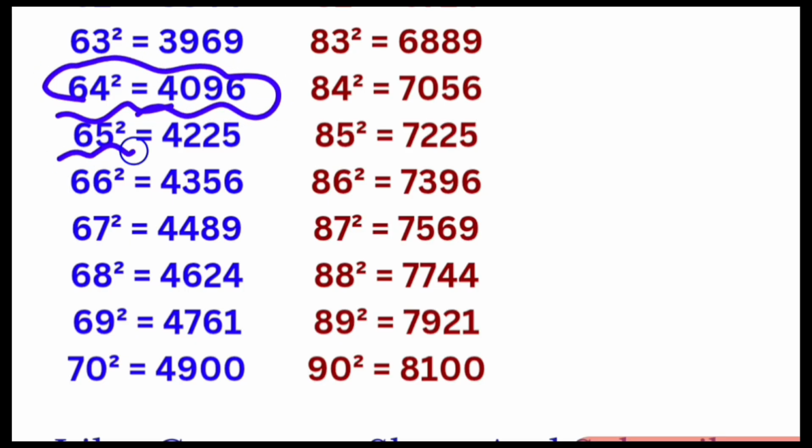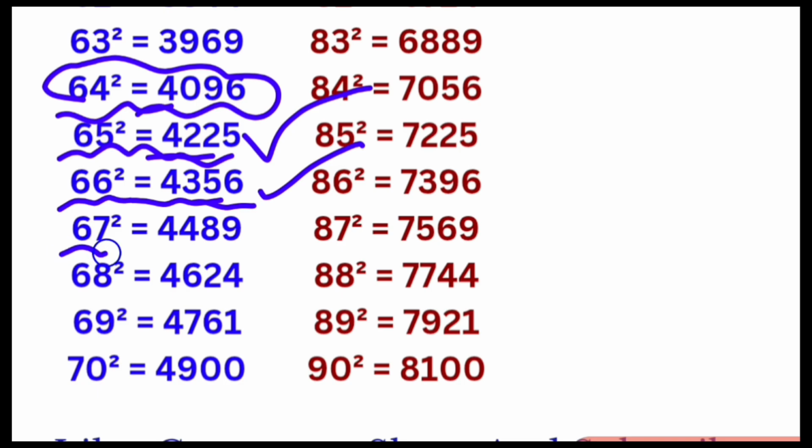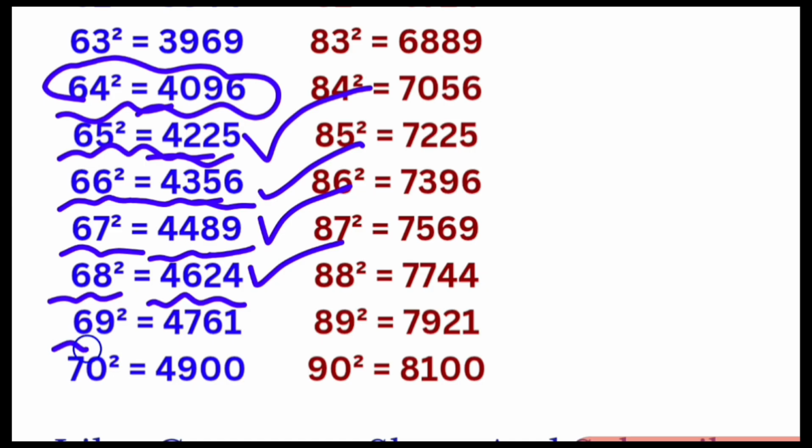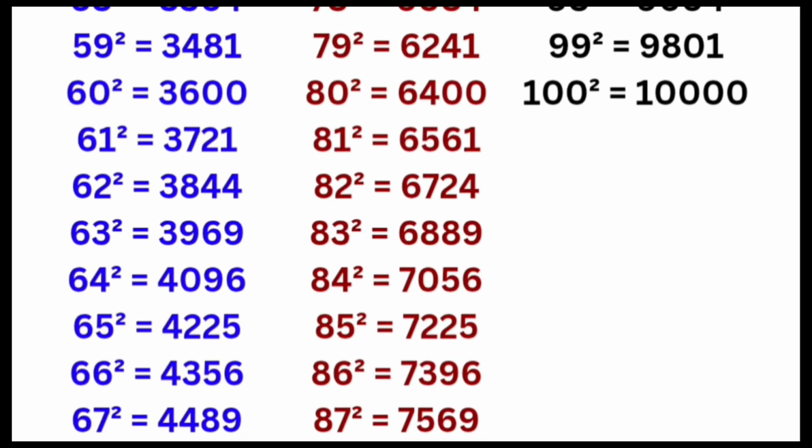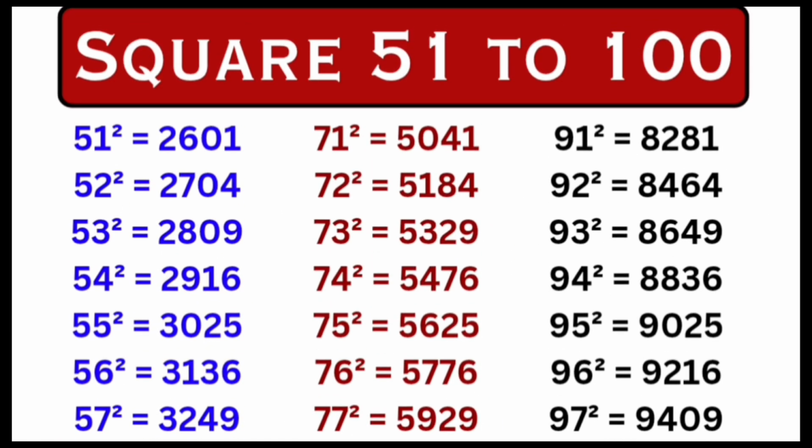Square of 65 is equal to 4225. Square of 66 is equal to 4356. Square of 67 is equal to 4489. Square of 68 is equal to 4624. Square of 69 is equal to 4761. Square of 70 is equal to 4900.